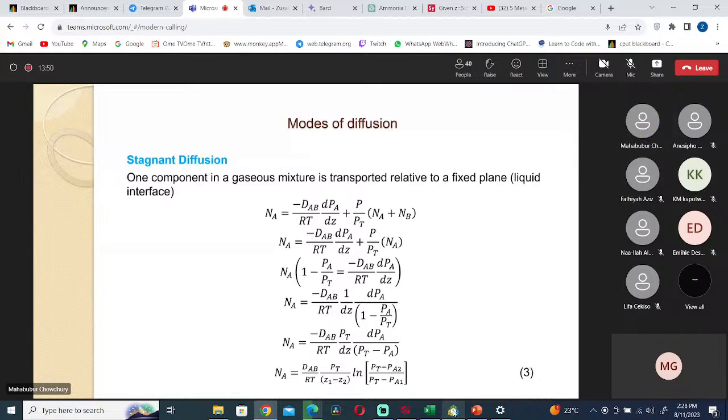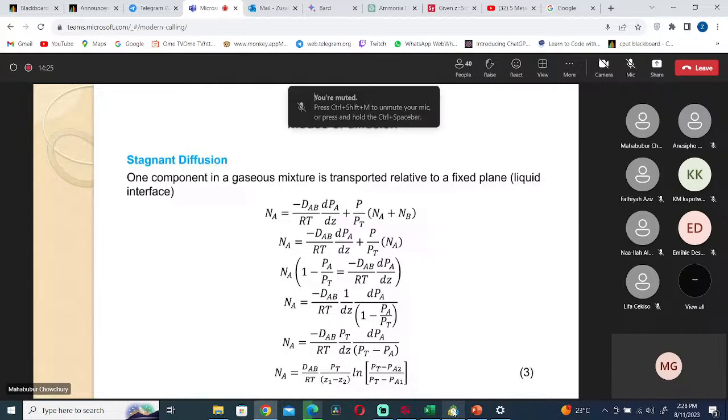Yes, sir. So that actually can be an example of a stagnant diffusion, meaning where one is stagnant and the other one is basically diffusing into it, right? When you have a stagnant diffusion, one component in a gaseous mixture is transported relative to a fixed plane. It can be liquid. That means the naphthalene ball is diffusing into the air, right? Into the air. So how do you now calculate the flux of that kind of diffusion?